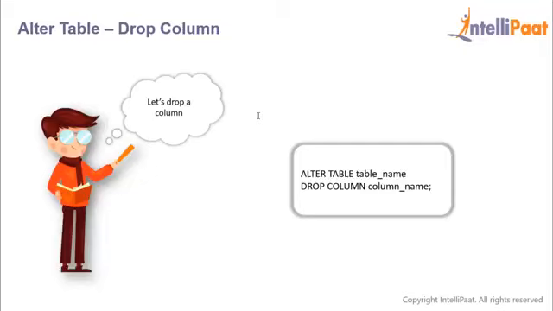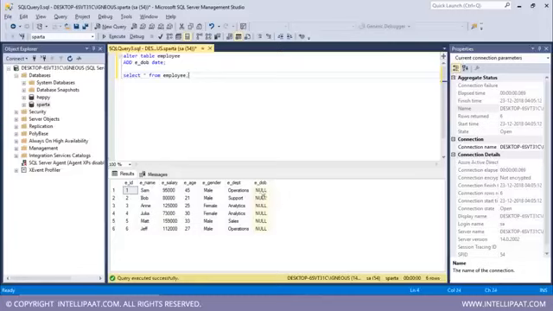Now let's see how can we drop a column from a table. Again, we'll start off by giving the keywords alter table, and then we'll give the table name. After that, we'll give the keywords drop column and specify the name of the column which is to be dropped. So I want to drop this new column EDOB which I have just added to this employee table. So let me write the command for that.